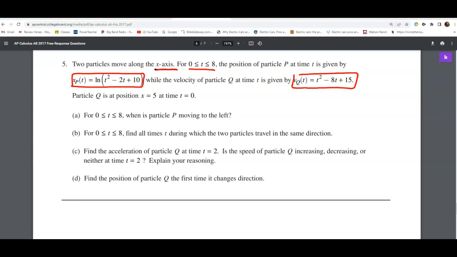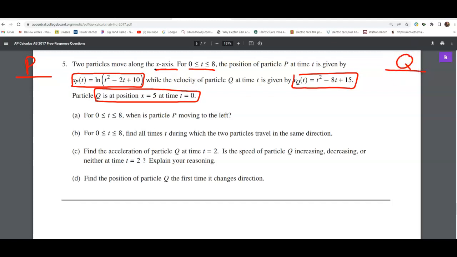So we've got two different particles. For one, they gave me the position function. And for the other one, they gave me the velocity function. And then for particle q, they tell me an initial condition. They tell me at t equals 0, the position is 5. So we have two different particles. That's something to be aware of. We have particle p, and then we have particle q.